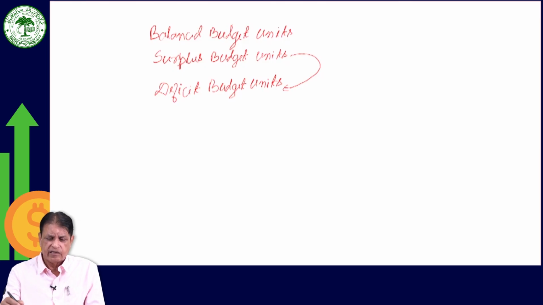Now, this entire system we know as the financial system is a setup or a system which channelizes the surplus from the surplus budget units to the deficit budget units. So, this is the function of the financial system, and this is what we mean by the financial system. We will talk in detail about how these funds are channelized from the surplus budget units to the deficit budget units.